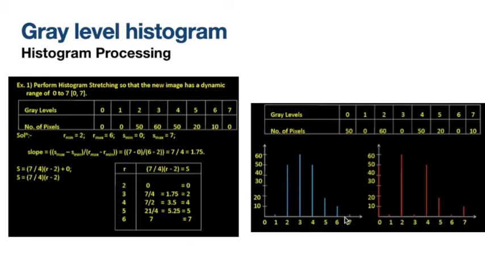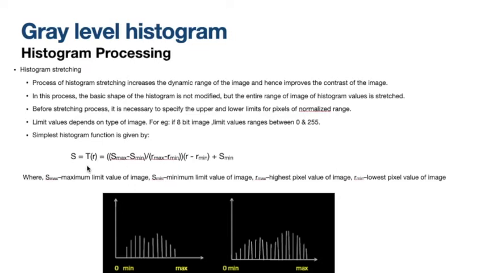Okay, so this is the original histogram. You have to stretch this histogram so that it gives a higher contrast image. For this you have to use this equation, S equal to T of R, which is this function: S max minus S min divided by R max minus R min, into R minus R min, plus S min. So here you have to find the values for S max, S min, R max, R min, R, etc.